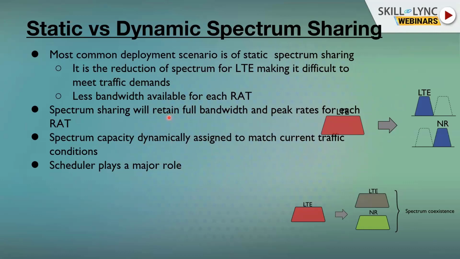And spectrum sharing will retain full bandwidth and peak rates for each RAT, which is the advantage of DSS. And the spectrum capacity is dynamically assigned to match current traffic and conditions. So that's the key benefit, I can say, for DSS: you're matching your current traffic conditions, which are always changing. If you're doing some capacity traffic modeling, you can find out that the network capacity conditions are always changing in a live network.